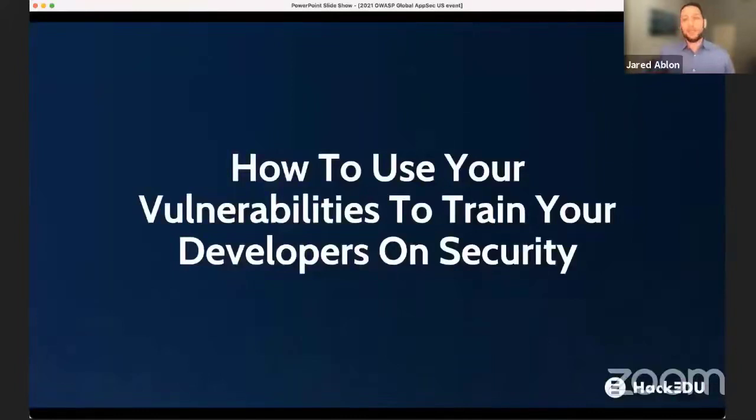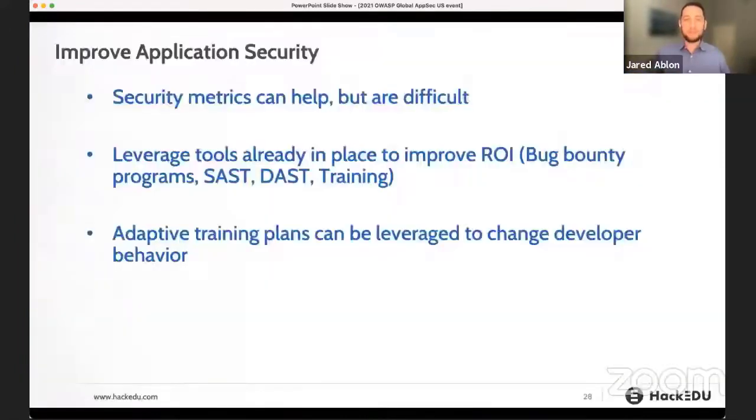So now I'm going to get into, how do you use your vulnerabilities to train your developers? So, security metrics are something that I think as a community, we all struggle with. What are the right metrics? How are you measuring the right things? This is very difficult. So instead of looking at metrics, let's look at the tools that are already in place.